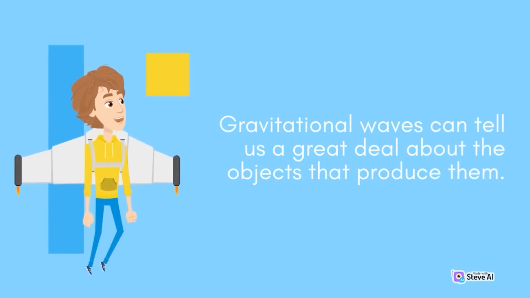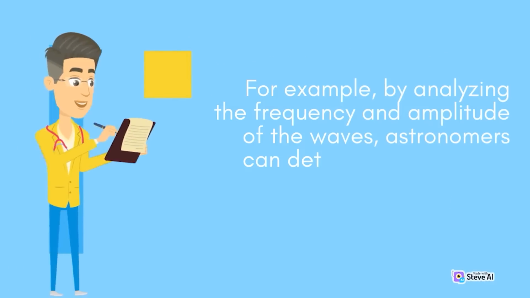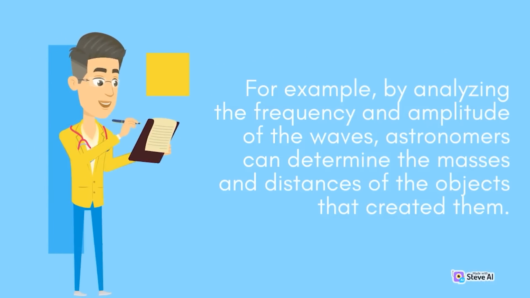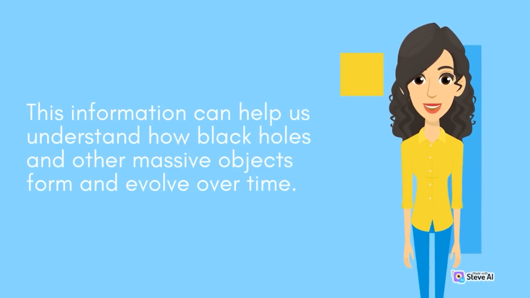Gravitational waves can tell us a great deal about the objects that produce them. For example, by analyzing the frequency and amplitude of the waves, astronomers can determine the masses and distances of the objects that created them. This information can help us understand how black holes and other massive objects form and evolve over time.